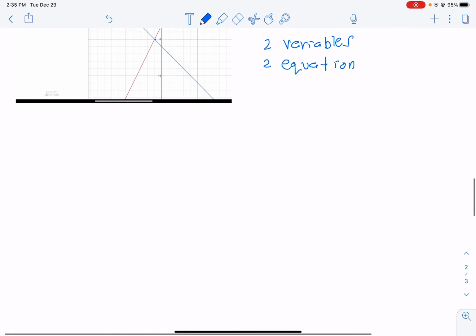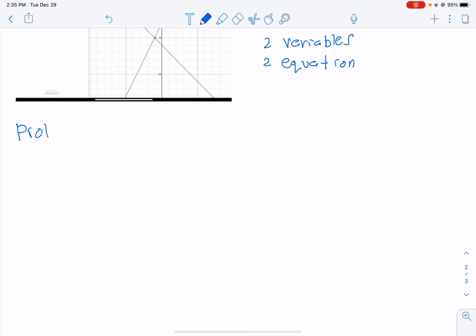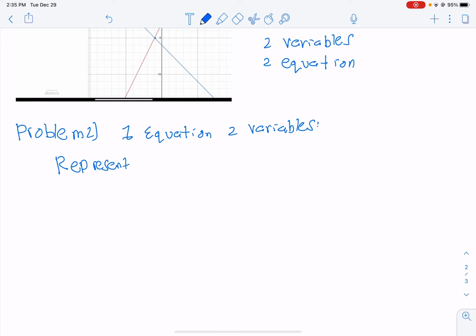So now we get into problem 2. What happens when we have only one equation and two variables? We need to represent it using parameters, to represent it parametrically. x1 minus 3x2 equals 3.